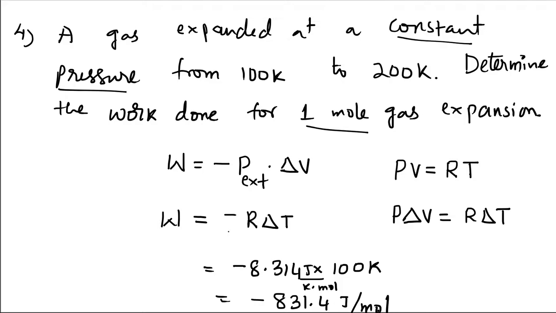In this problem, the work done is 831.4 joules per mole of the substance. But still the temperature is increasing. The temperature increase is not because of the expansion, it is because of something else. So this is a very typical problem. It may confuse us, but when the system doesn't absorb any heat from outside, there will generally be a fall in temperature when expansion happens.